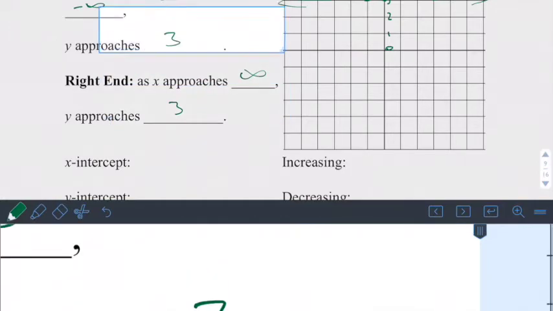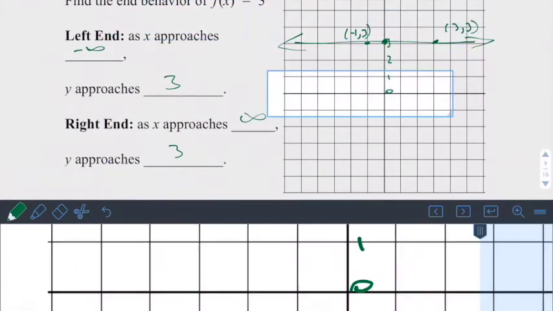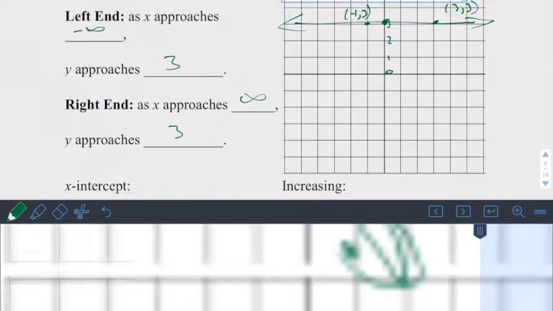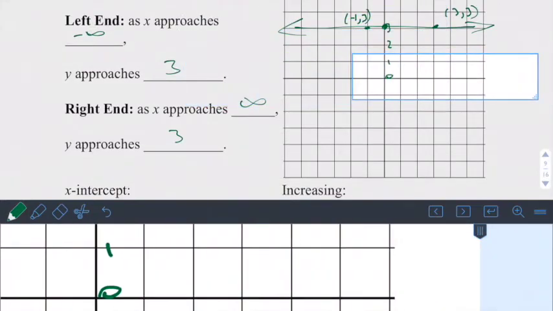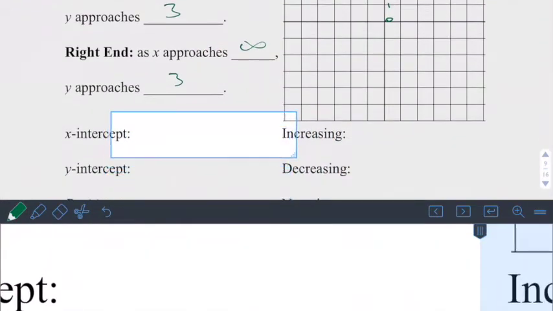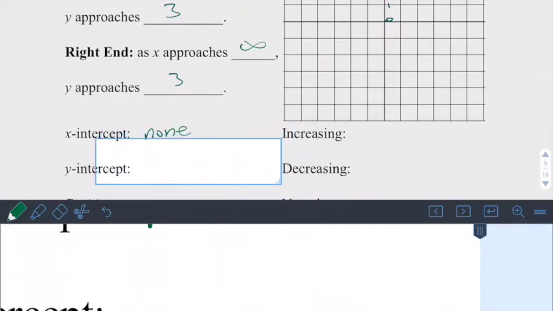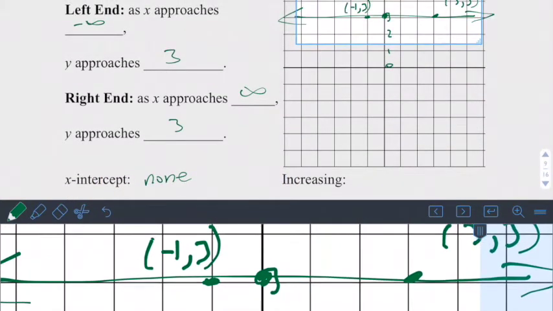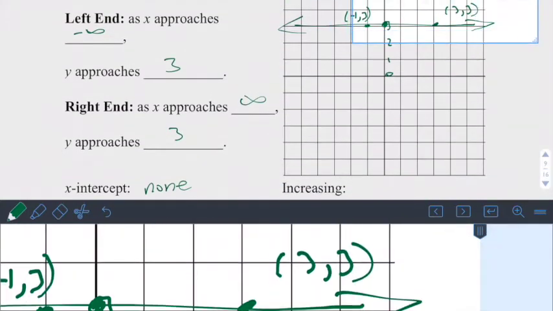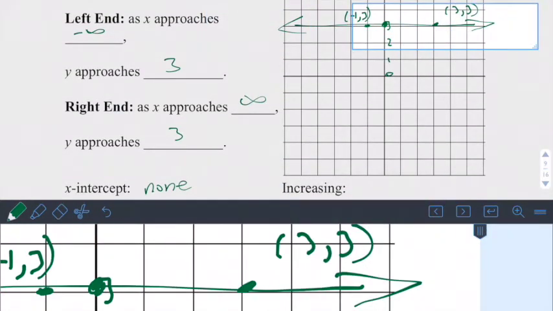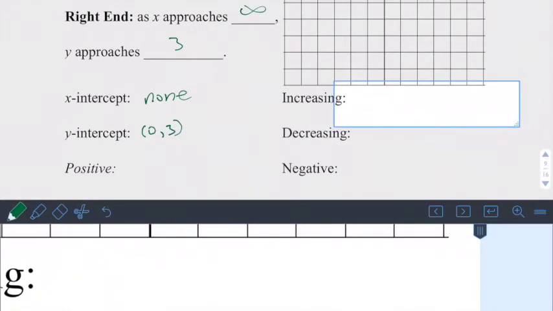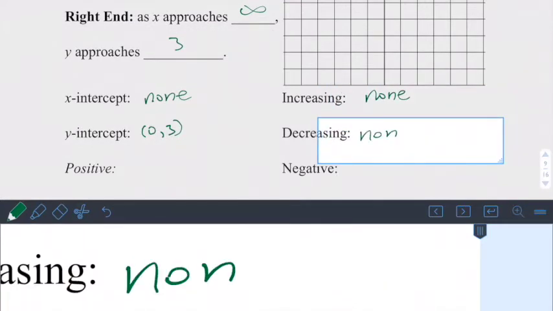If we fill in the rest of this function for f of x equals 3, the x-intercept does not happen. There is no x-intercept. It never crosses that x-axis. The y-intercept is 0, 3, right? Right here. It's never increasing or decreasing because it's staying constant. So there are no intervals of increasing or decreasing.